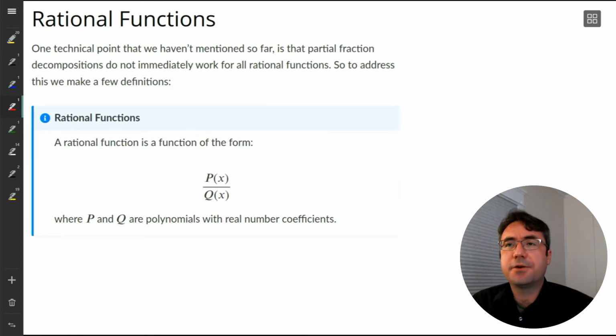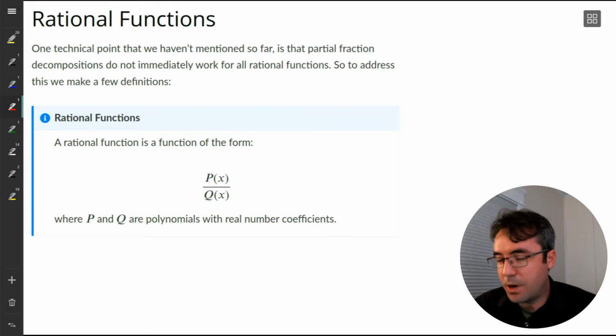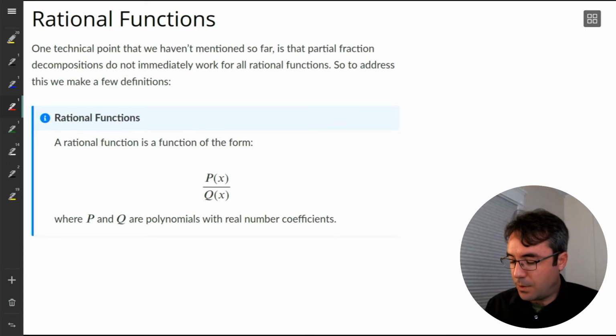So there's one other technical point that we really haven't mentioned so far, and it's that partial fraction decompositions do not immediately work for all rational functions. So there is one other thing we're going to have to check. And so first, what is the definition of a rational function? We've been kind of working with this. It's a polynomial p divided by a polynomial q, where these are just polynomials with real number coefficients. So that's a rational function.